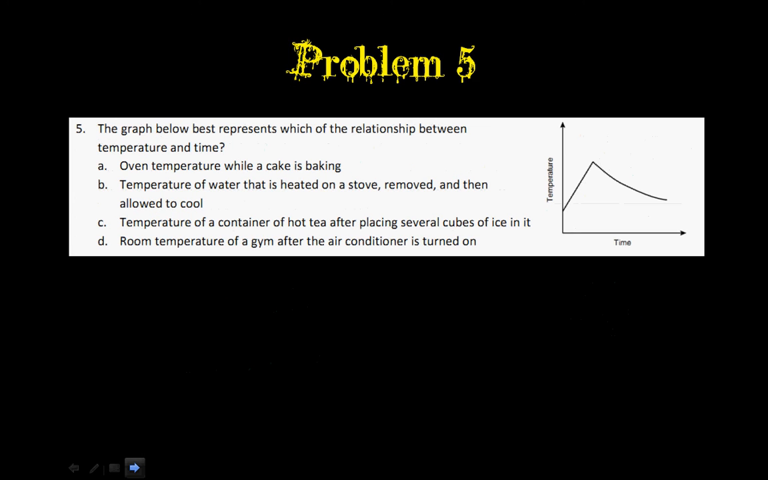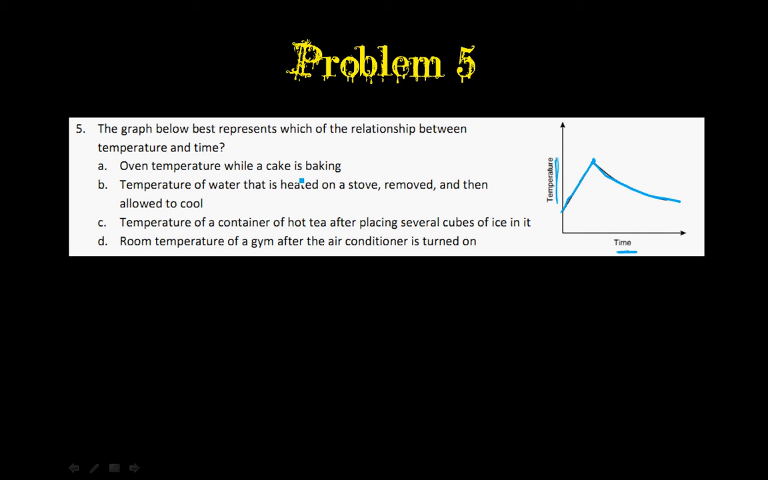Okay, and then number 5 is interpreting this graph. The graph below represents which of the relationships between temperature and time. They give us a bunch of samples, and some of them are kind of tricky. Since this axis is temperature and this is time, it's saying that over time the temperature rises and then it has a sudden downfall. So which one of these would give us a sudden downfall?